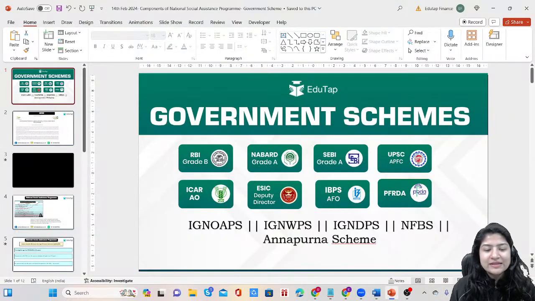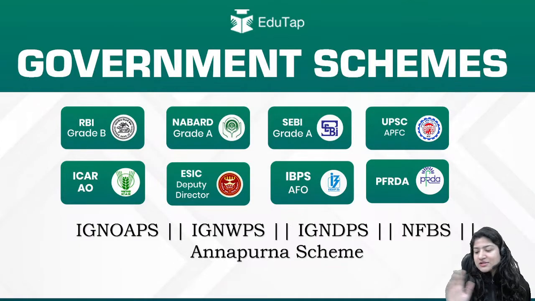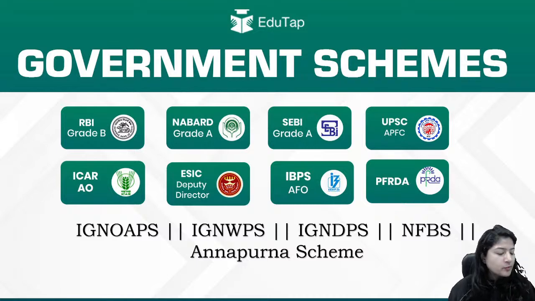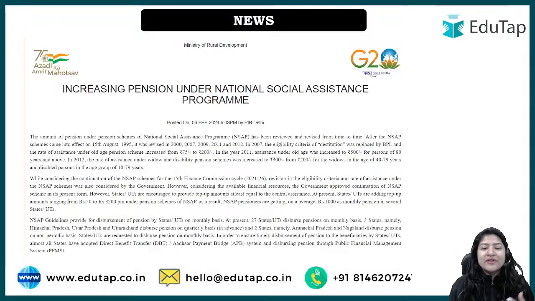So we were covering last time the National Social Assistance Program, right? And we talked about how it has different components, which in themselves are schemes, right? That is why we decided that in the next video, that is today's lecture, we are going to cover them. And why were we covering so?